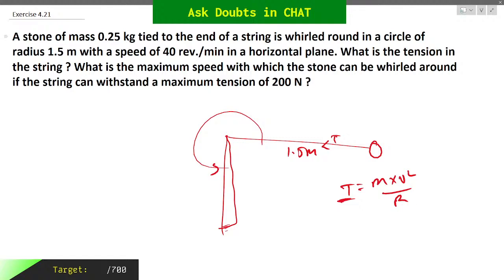And we have to find out the maximum speed which the stone can be whirled around, if the string can withstand a maximum tension of 200 newton. So there is a limiting amount of tension or the force that this string can withhold, that is T max, which is given, that is 200 newton. And we have to calculate the V max. Mass is given, R is also given, that is 1.5 meter. So there is just one variable that is missing, so we can easily calculate the value of V square, V over here.